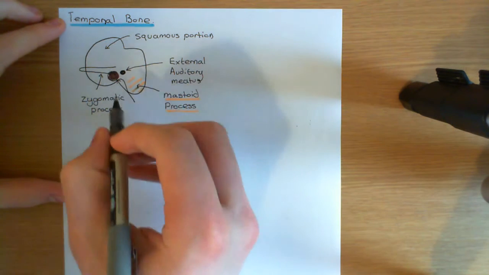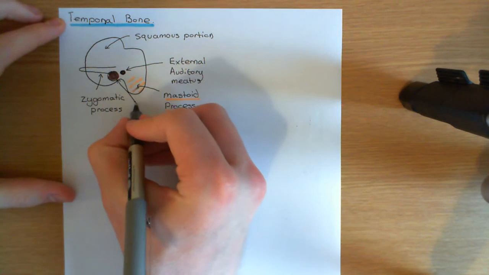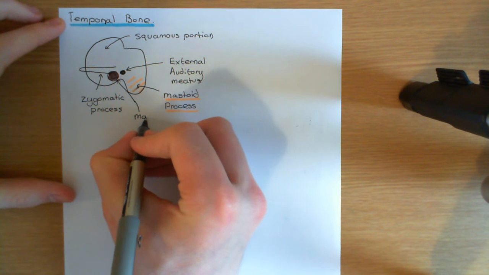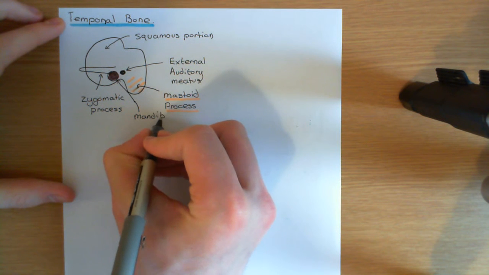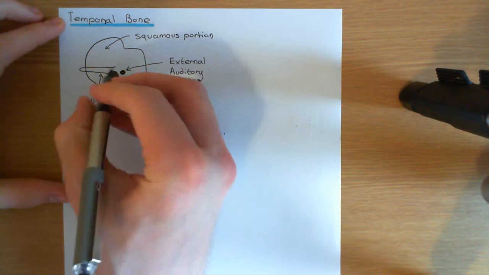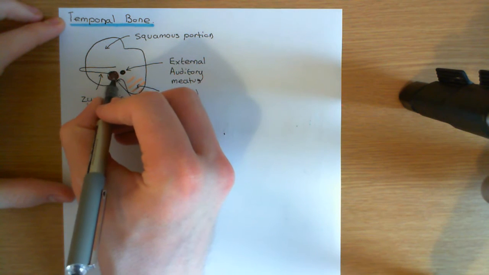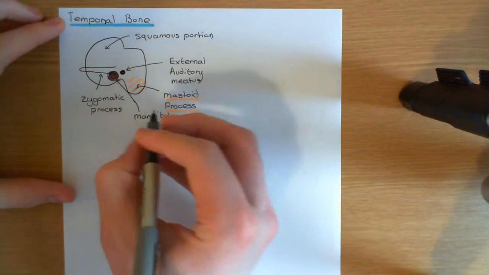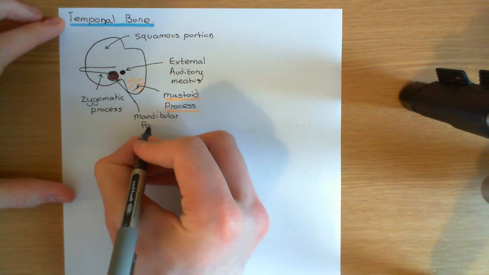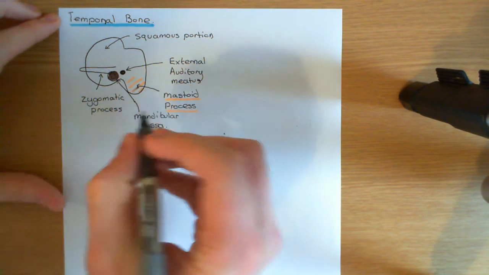and this is where the mandible is going to articulate with the temporal bone. This is where the temporomandibular joint is going to be, and this is what's known as the mandibular fossa here. So in red there, that's not a hole, it's just sort of like an indentation in the bone where the condyle of the mandible is going to sit. So this is the mandibular fossa on both sides.